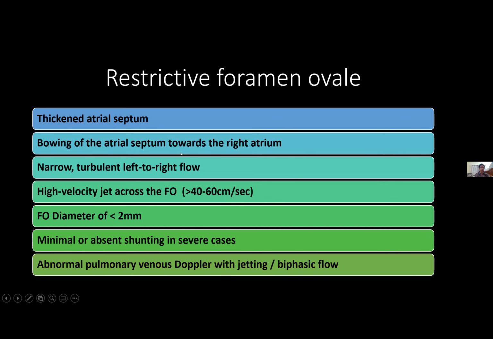The restrictive foramen ovale is characterized by thickening and bowing of the atrial septum towards the right atrium. There will be narrow, turbulent left to right flow with a high velocity jet across the foramen ovale, with a peak systolic velocity of more than 40 to 60 centimeters per second and a foramen ovale diameter of less than 2 mm. In progressive cases, there will be minimal or absent shunting in severe cases. There will be abnormal pulmonary venous Doppler with jetting or biphasic flow.